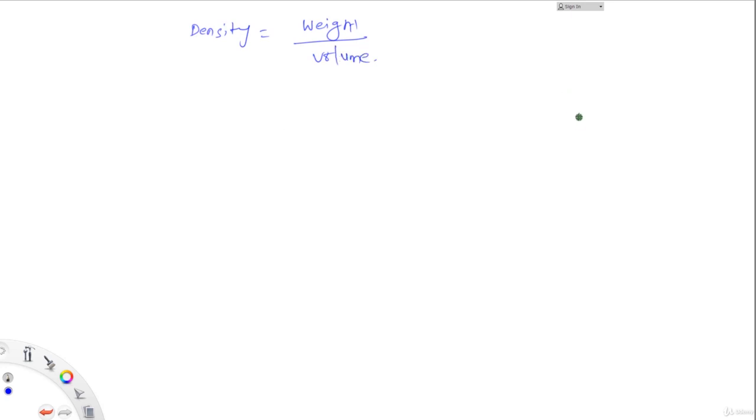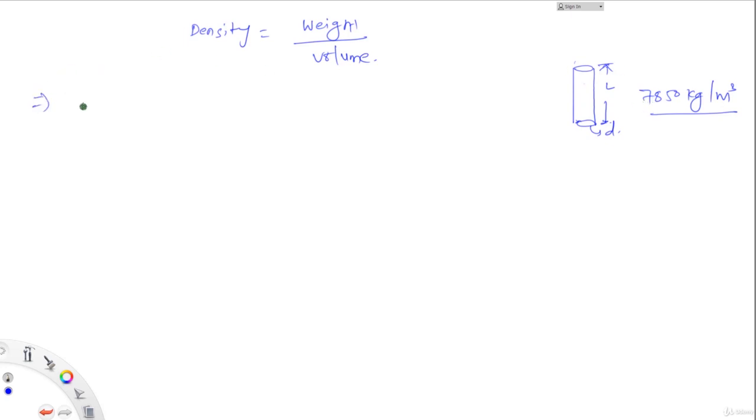So let us assume that we are using a rebar having the diameter d, and let's assume that the length of this rebar is L. The density of any rebar, that is weight per unit volume, is 7850 kg per meter cube. This is the standard value, which means that in 1 meter cube volume of this rebar, the total weight is 7850 kg.